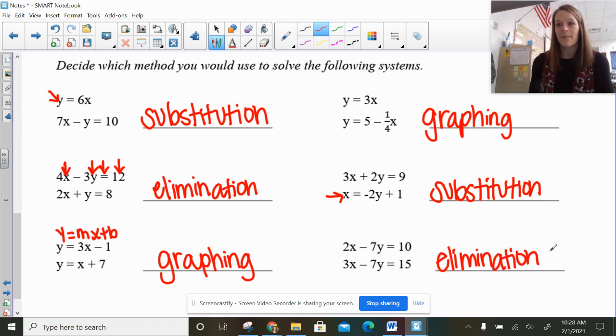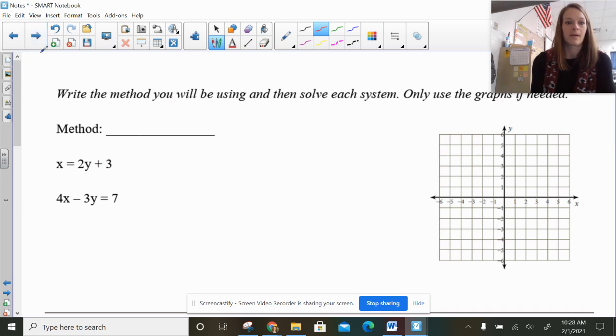Okay, so now we're going to take the back of your paper and we're going to look at an example of each one. It says write the method you will be using and then solve the system. Only use the graph if you need it. So only using the graph if I need it.